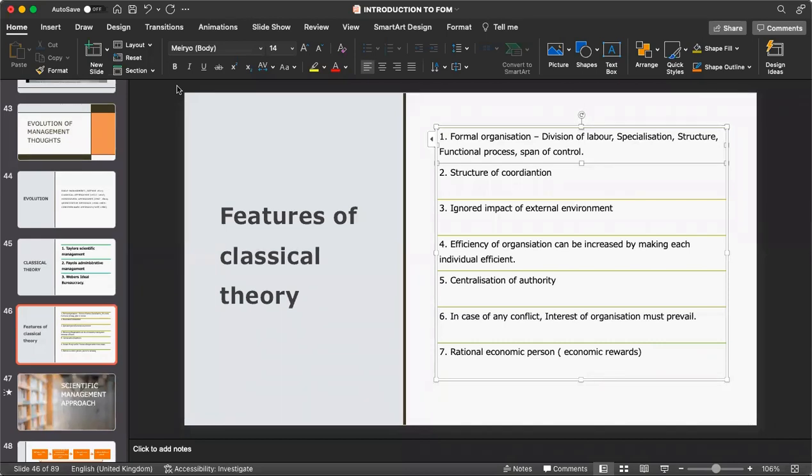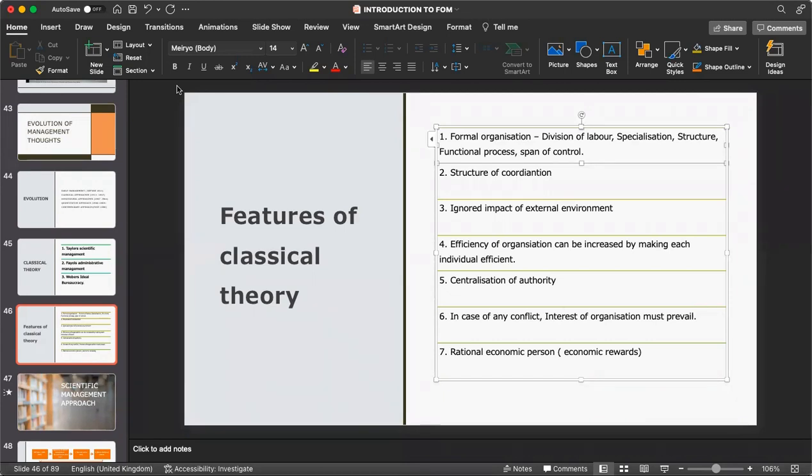Then we have the ignored impact of the external environment. The important thing is that under classical theory, we are only talking about internal management. We are not considering external factors which may affect the company's proceedings or operations in the long term. That is a disadvantage of classical theory, we can say. Okay.